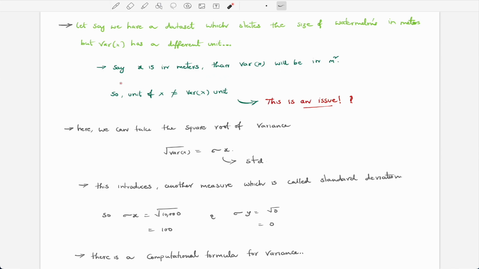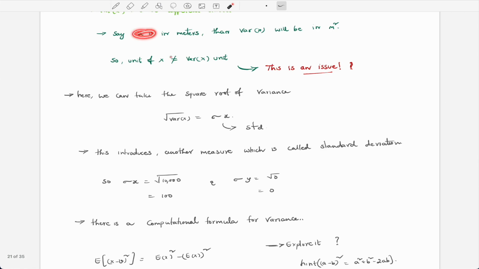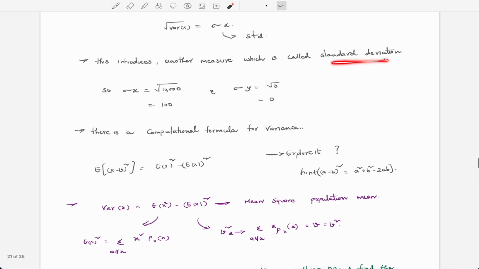Okay. So the unit of x here is not equal to the unit of the variance of x. Here it is meters, and here we have meters squared. So this is an issue. How are we going to solve that issue? Here we take the square root of that variance. So this leads to another measure, which is called the standard deviation. We simply take the square root of the variance of x, which is the standard deviation. So what do we mean by this standard deviation?